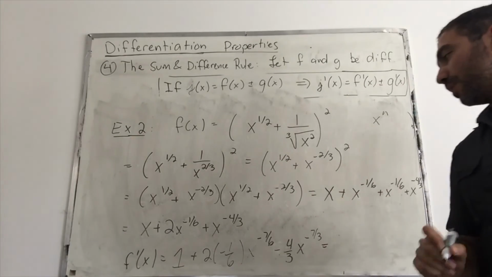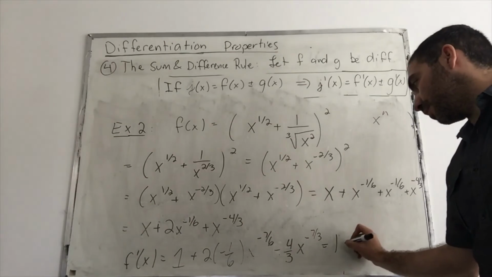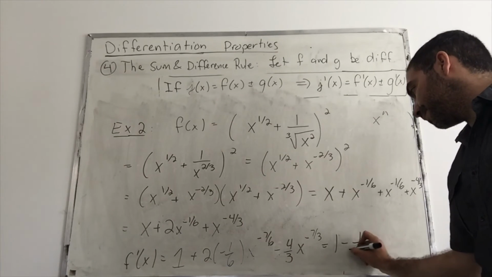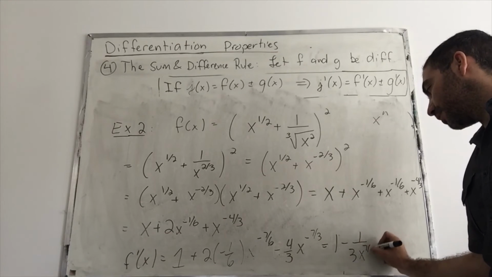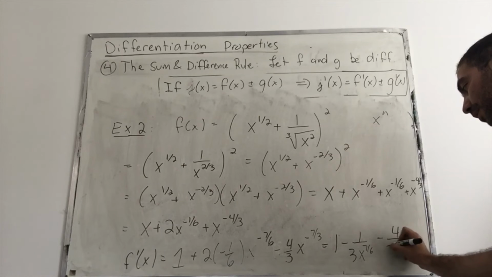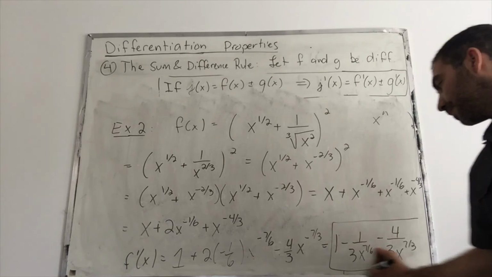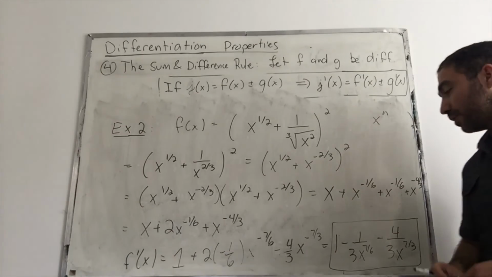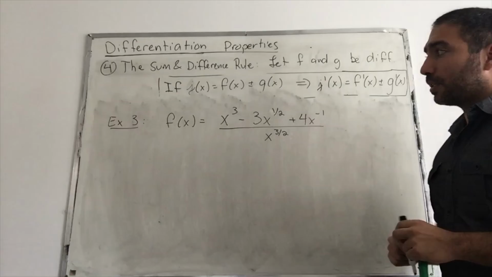No negative exponents, so we have the 1 in the front. This gives us minus 1/3. And then this is a negative exponent, so we drop it, x to the 7/6. And same here, minus 4 on top, 3 x to the 7/3. And this is the derivative. This is our final answer. So if you got this, good job. If not, keep practicing. Okay, so this is our last example.